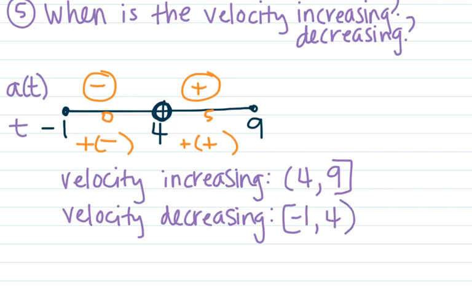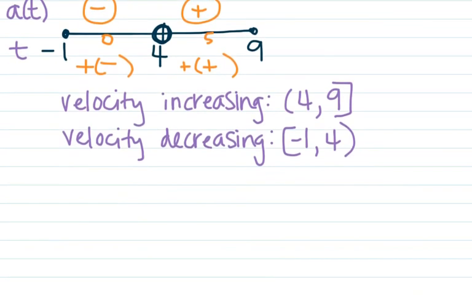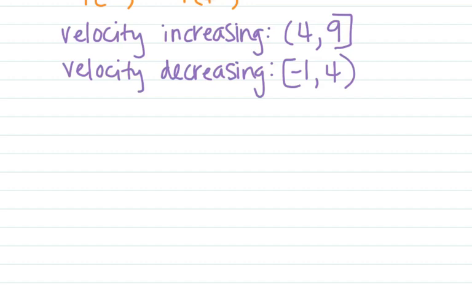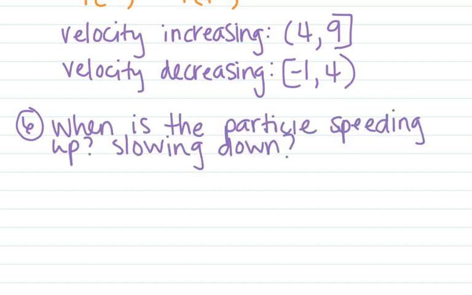Okay. I like to avoid using the words accelerating and decelerating because we have certain connotations with that. And it actually leads us to what's next, which is how do we describe where a particle is speeding up and slowing down? The acceleration alone doesn't tell us that. So this is the question we really like to ask. So for this last one, we'll ask, when is the particle speeding up and when is the particle slowing down?